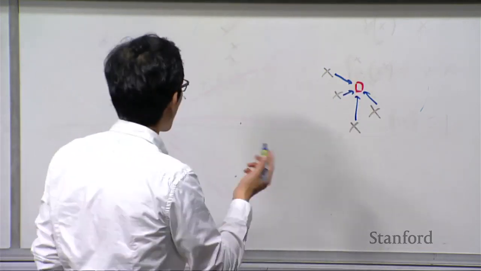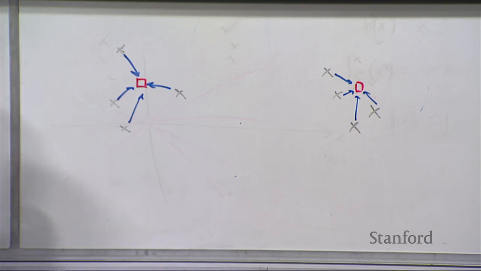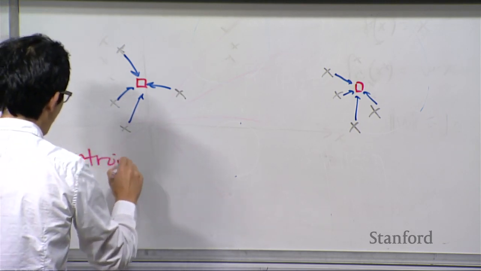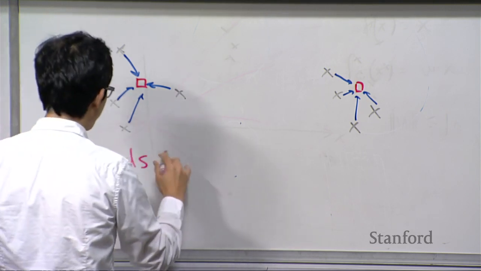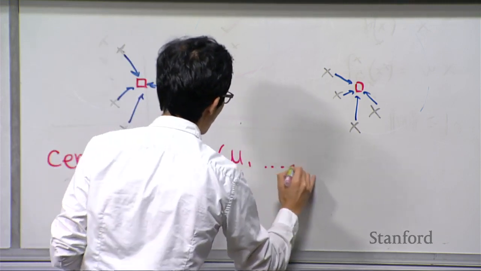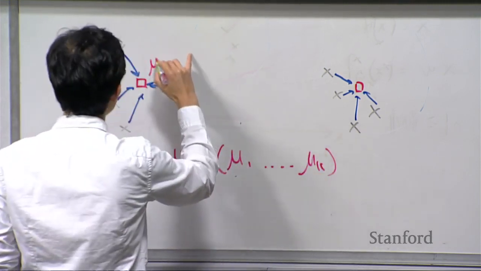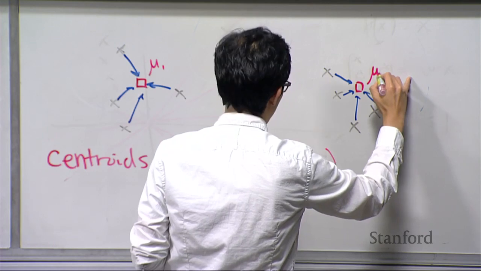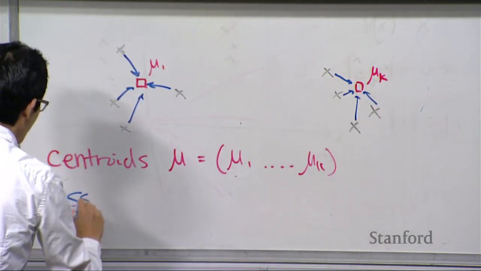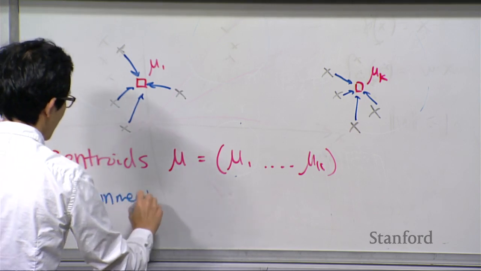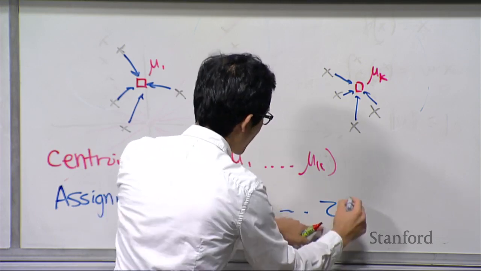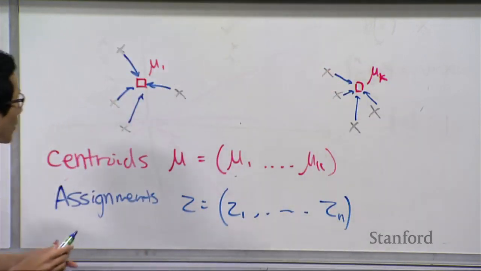So what I really have here is centroids, mu, and this is going to be mu1 through mu k. So in this case, it's mu1, mu k. And I'm also going to have assignments z, and this is going to be z1 through zn. Remember, n is the total number of points. It's 8 in this example.